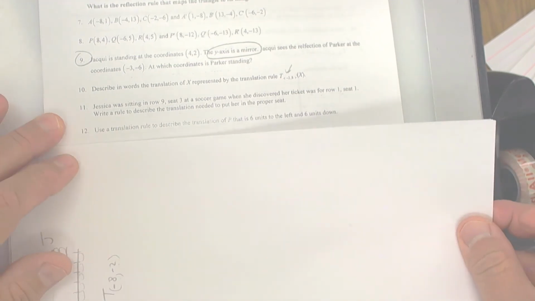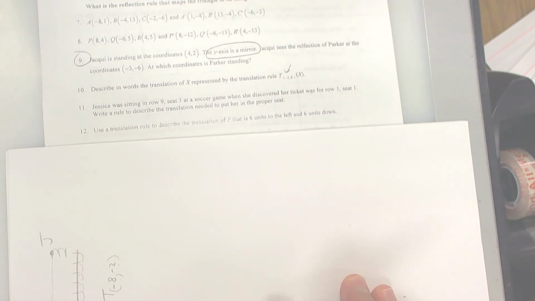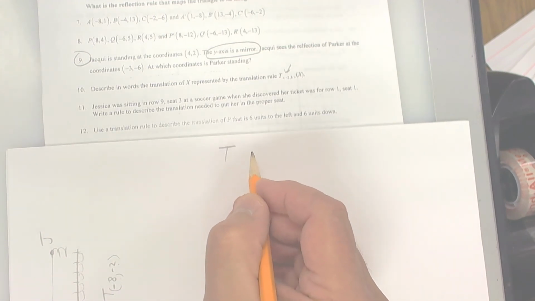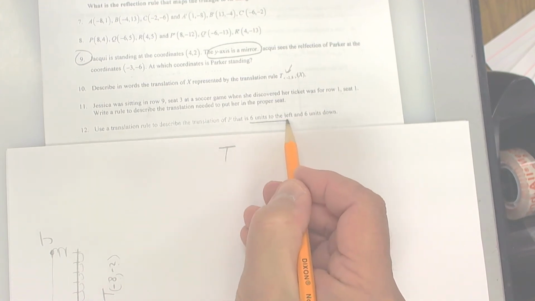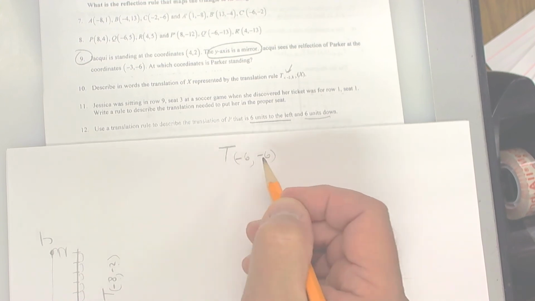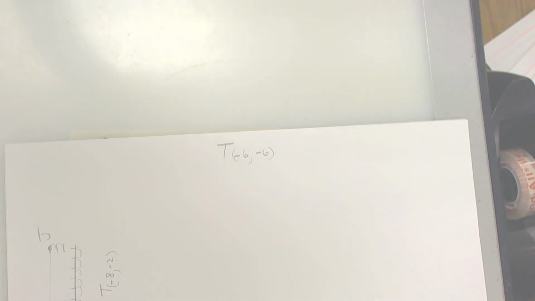Number 12, use a translation rule to describe the translation of P that is 6 units to the left and 6 units down. Okay, so for number 12, all I want you to do is put a translation. 6 units to the left is a negative 6, and 6 units down is a negative 6. And that's all they want you to do for number 12, is to just write it like that. It will be multiple choice on your test, okay? So you're going to pick the best answer.